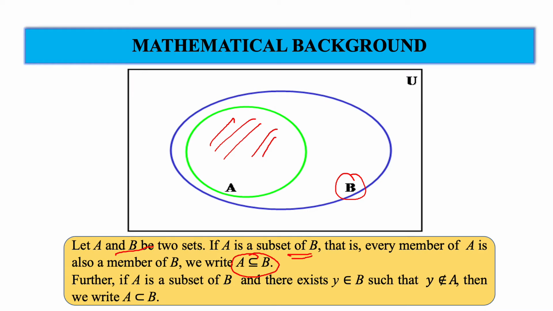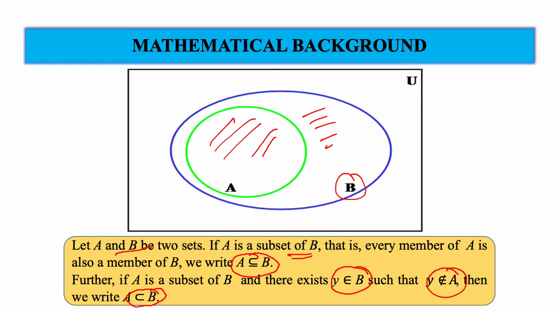Now if it so happens that there exist some elements of B which are not part of A, then we say that A is a strict subset of B. So if A is a subset of B, and if there exists some element y which belongs to B such that y doesn't belong to A, then we write A as a strict subset of B.